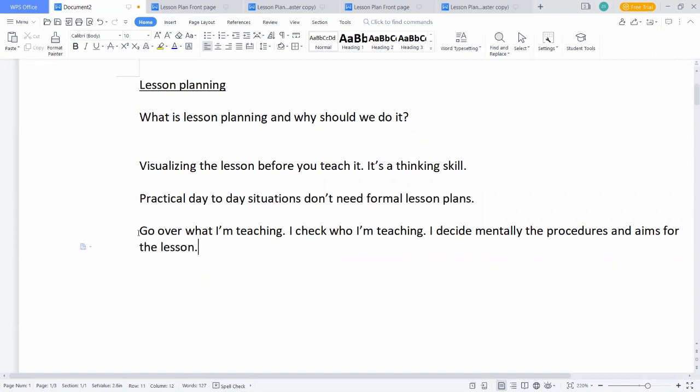Okay, so basically I check what I need to teach them. I figure out what my specific aims are and the procedures. I think about who I'm teaching. I think about it all in my mind, and then I teach my lesson. Perhaps I make a few notes, and just doing this mentally can take me half an hour to plan a 1 hour lesson. Okay, because I often need to plan some materials and so on before I teach a lesson.